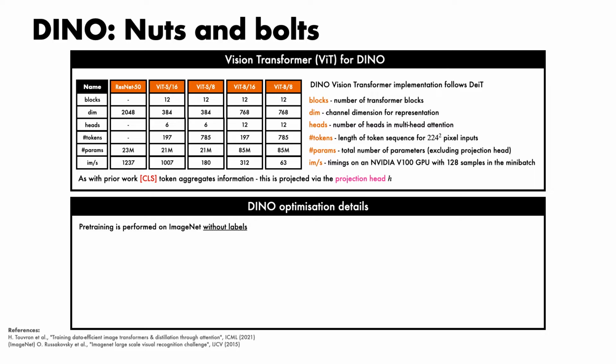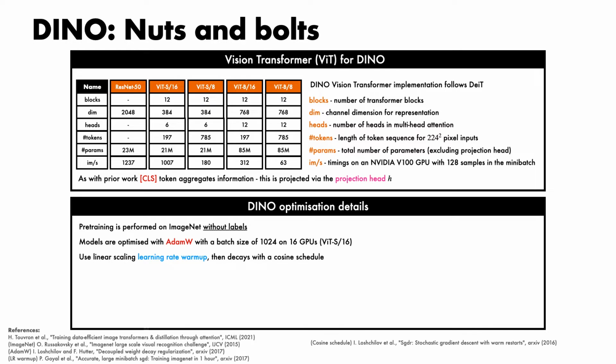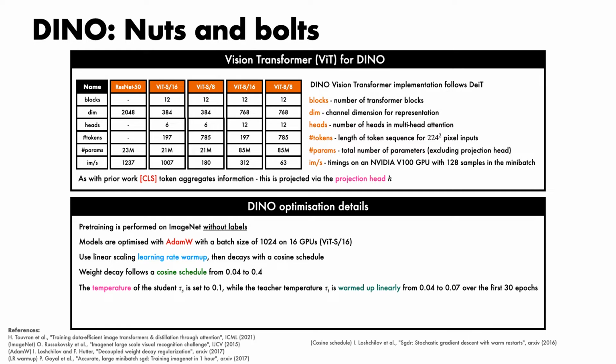The pre-training procedure proposed by DINO is performed on ImageNet without labels. The models are optimized using AdamW with a batch size of 1024 across 16 GPUs for the smallest ViT model. DINO uses linear scaled learning rate warm-up and then decays the learning rate with a cosine schedule. The weight decay also follows a cosine schedule from 0.04 to 0.4. The temperature of the student, tau s, is set to 0.1, while the temperature of the teacher, tau t, is warmed up linearly from 0.04 to 0.07 over the first 30 epochs.